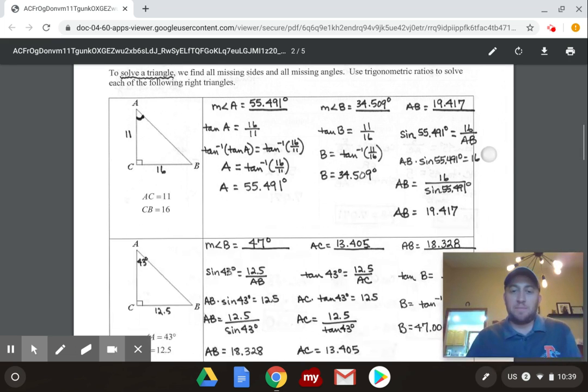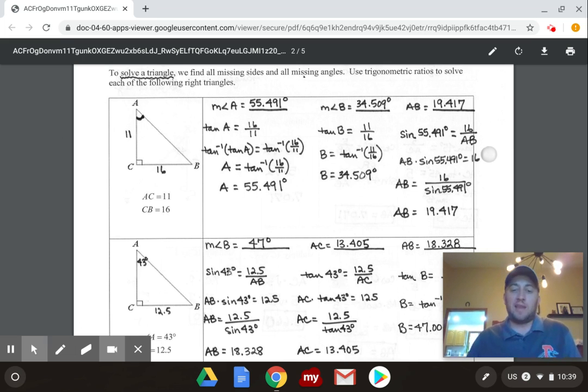There are two examples here, and I'm not going to talk a whole lot about them. I mean, you guys can read through these. This is stuff that you guys have done in the past. This is basically just talking about how to solve a triangle, you have to find all of the missing sides and missing angles, and they are just working through this and doing that.